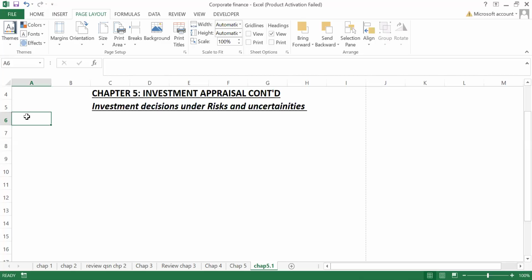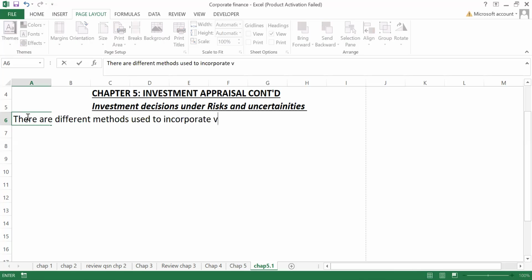So if I can see even the keyboard. You say probability, sensitivity analysis, insemination, and certainty equivalent factor. And then my internet is still saying it's not stable.